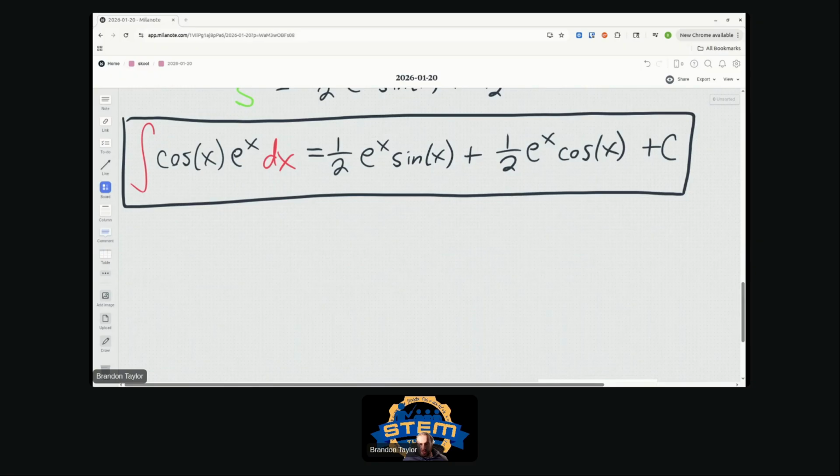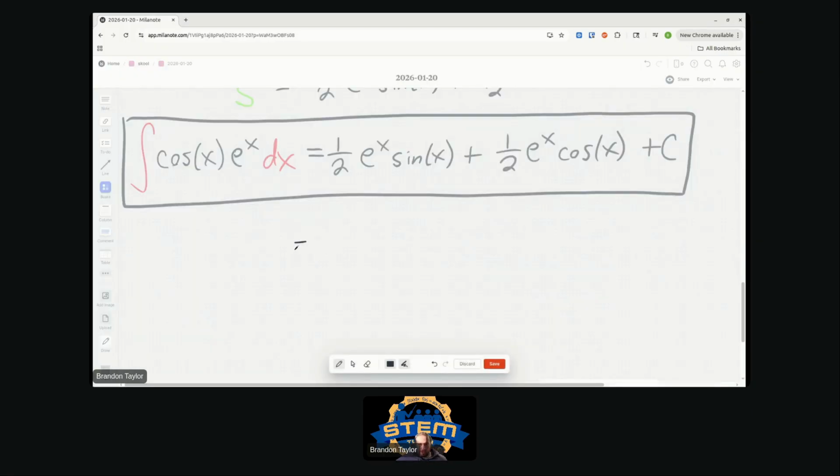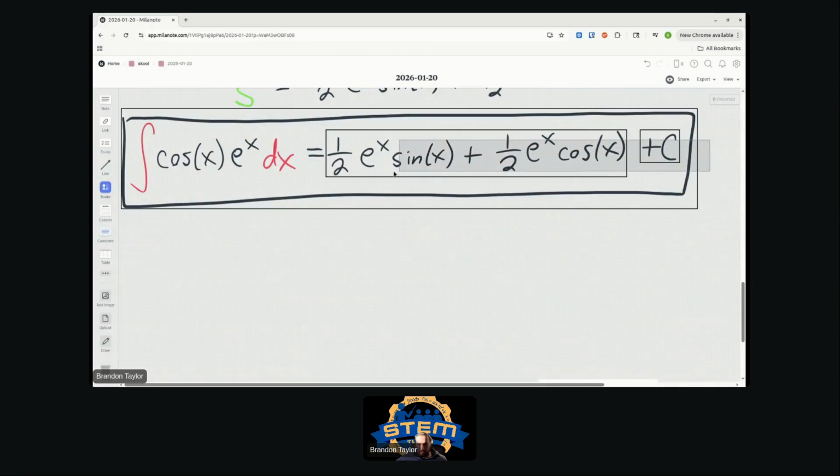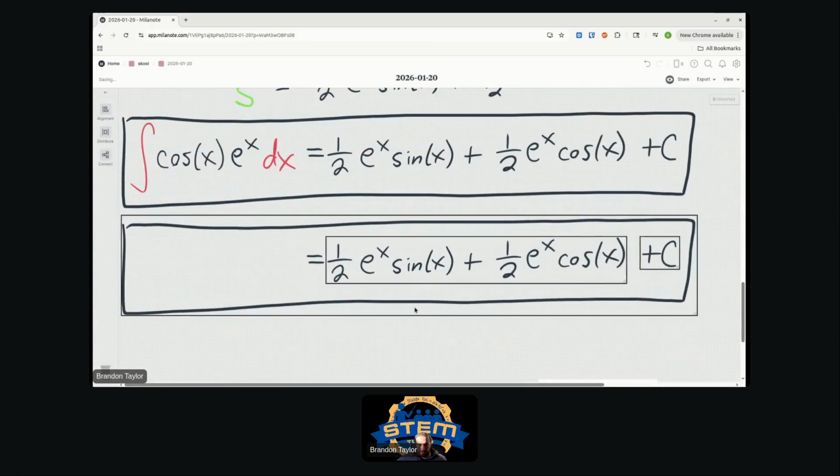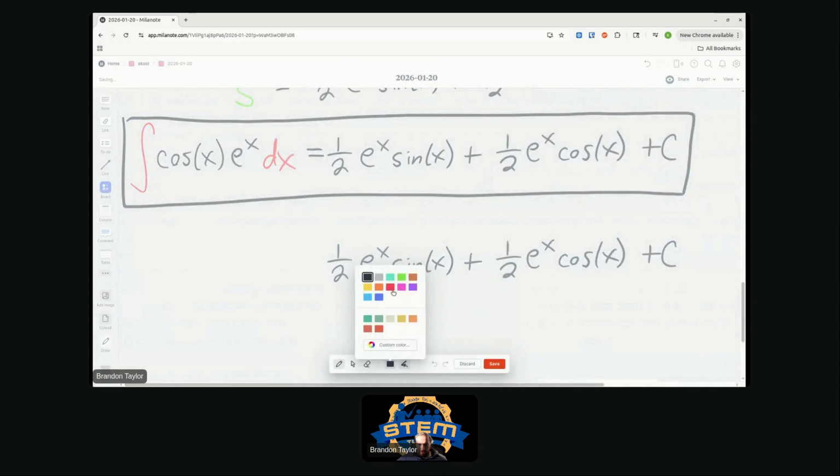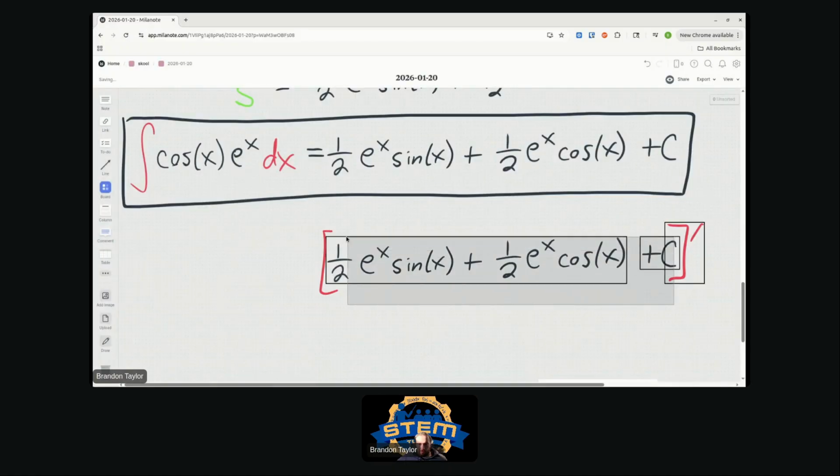Remember how we actually check this? If what we found really is the correct antiderivative, if we take the derivative of it, we should get what we started with. So let's see if that actually happens. So here, if this is our answer, and we take the derivative of this, then what would we get?